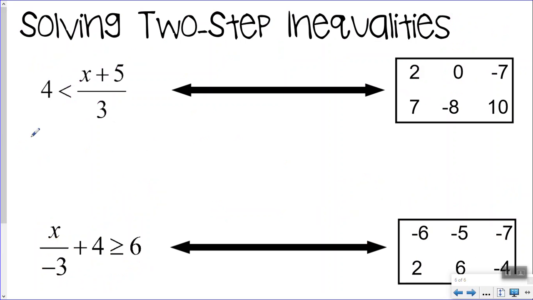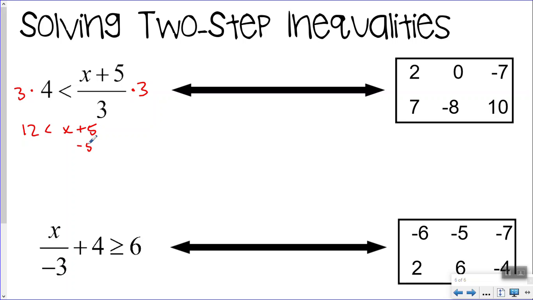If we look at our next example here, this whole problem is a fraction, so that means the first thing that I need to do is undo that division by multiplying both sides by 3. Because I'm multiplying by a positive 3, I do not need to flip the inequality sign. So we have 12 is less than x plus 5. Again, this is the same thing as an equation, just keeping in mind about the inequality symbol.